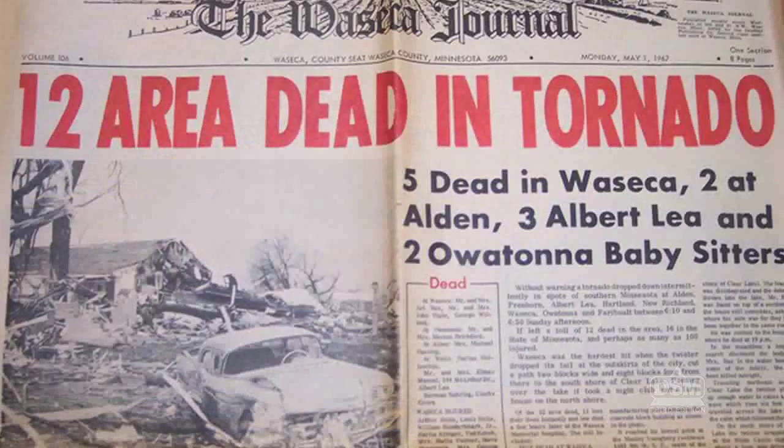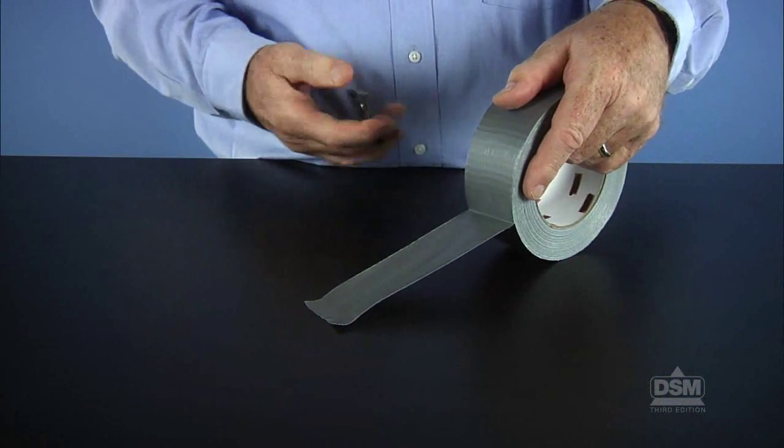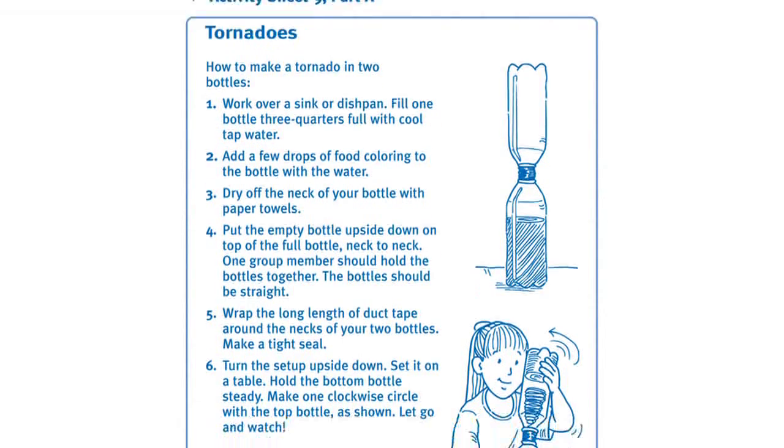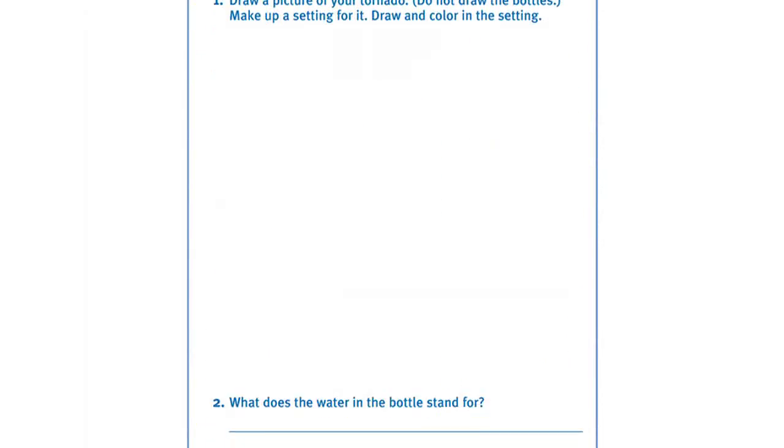To prepare for the activity, collect pictures and news accounts of tornadoes. Then, cut 8-centimeter pieces of duct tape and hang them from the edge of a table or desk for later use. Make a copy of Activity Sheet 9, Parts A and B, and the tornado safety tips for each student.